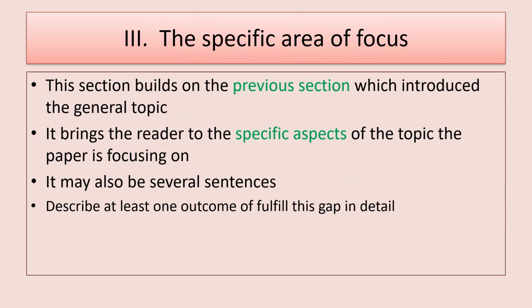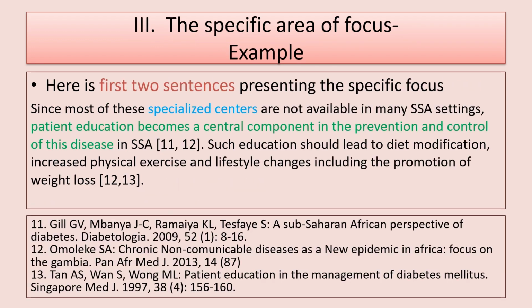The specific area of focus. This section builds on the previous section, which introduced the general topic. It brings the reader to the specific aspect of the topic the paper is focusing on. It may also be several sentences that describe at least one outcome or fill this gap in detail.